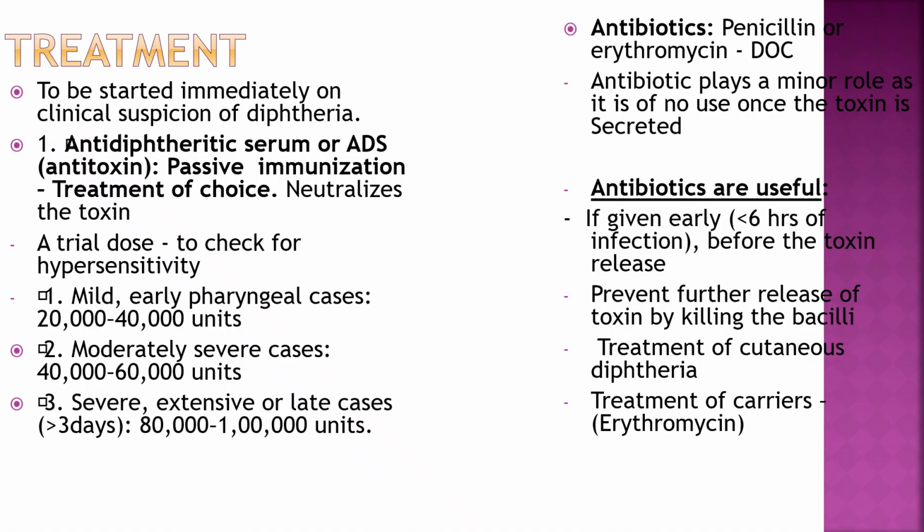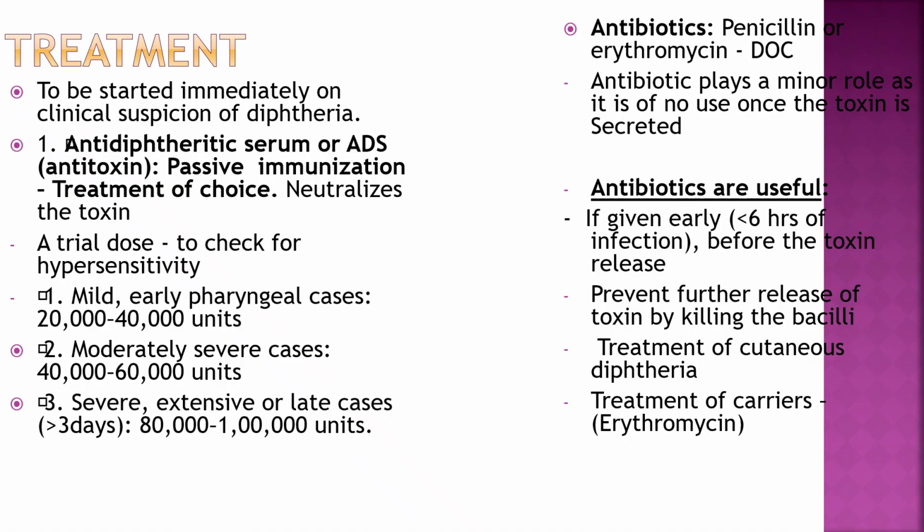The treatment is of two types. You have to start it immediately on suspicion of diphtheria. The first is anti-diphtheric serum, that is antitoxin. It is a passive type of immunization, and it neutralizes the toxin.